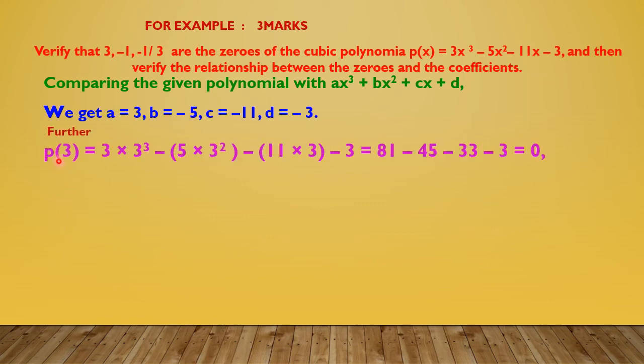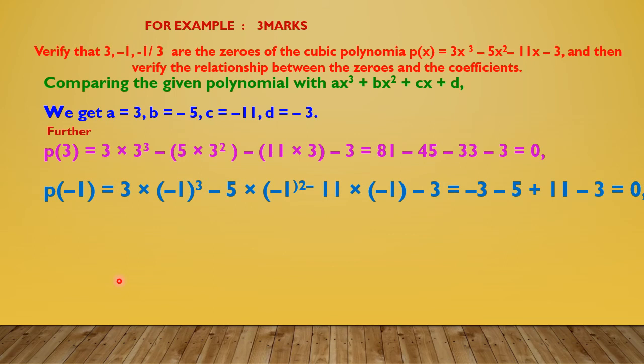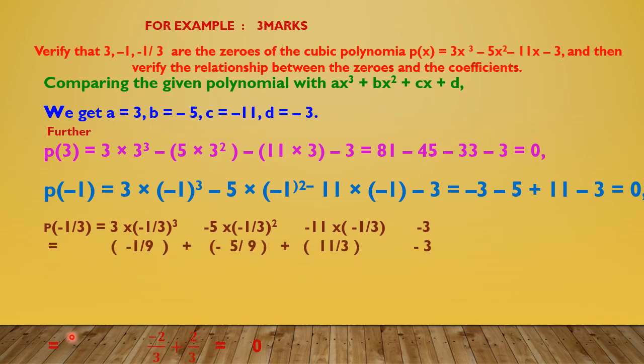As I told you, you have to replace x with 3. Here we replaced x with 3, so we got 0. Now next step, we will replace x with which number? Yes, minus 1. And again we will get 0. Wherever you are finding x, you are going to replace this x with minus 1, and then you do the calculation, you will get 0. This is what you have to show stepwise. In the third case, again we are going to replace x with minus 1 by 3. Here it is, and we will get 0.